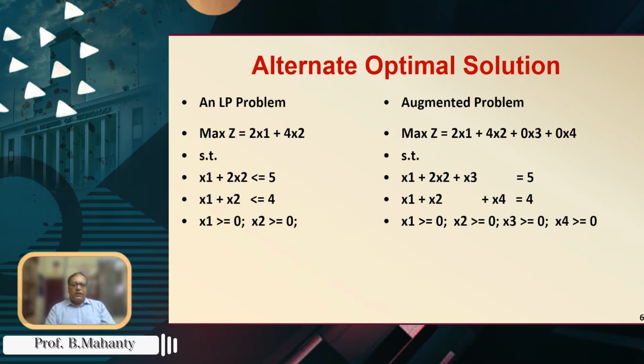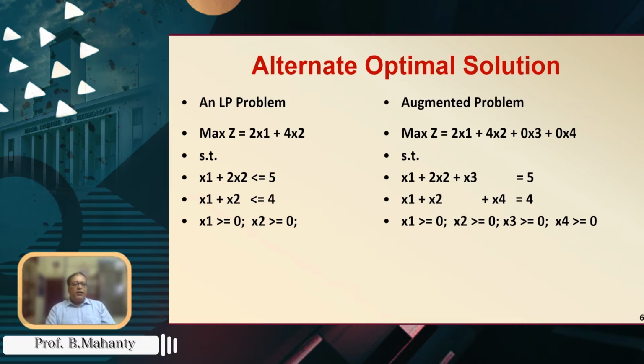So let us first take up the first one amongst them, that is the alternate optimal solution. Here is a typical linear programming problem which we shall make use of to explain the alternate optimal solution situation. Maximize z equal to 2x1 plus 4x2 subject to x1 plus 2x2 less than or equal to 5, x1 plus x2 less than or equal to 4, and both x1 and x2 greater than or equal to 0. That is the non-negativity criteria.